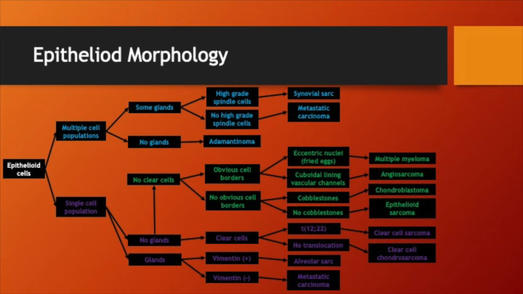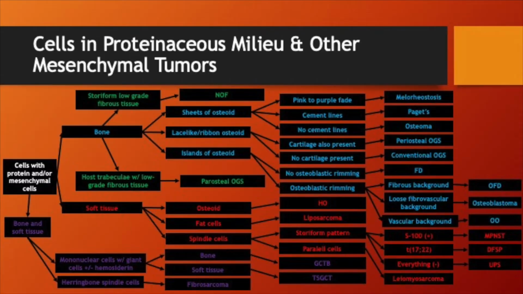So you need to be able to recognize those sorts of things as well. The next algorithm here is cells in a proteinaceous milieu or other mesenchymal tumors, and that's because most mesenchymal tumors will have a lot of protein in them, or an eosinophilic cytoplasm that's difficult to tell whether or not it's protein or just cytoplasm that all blends together. But this is where you have a lot of cells mixed with this proteinaceous milieu as opposed to the previous protein algorithm that really is almost all protein with almost no cells.